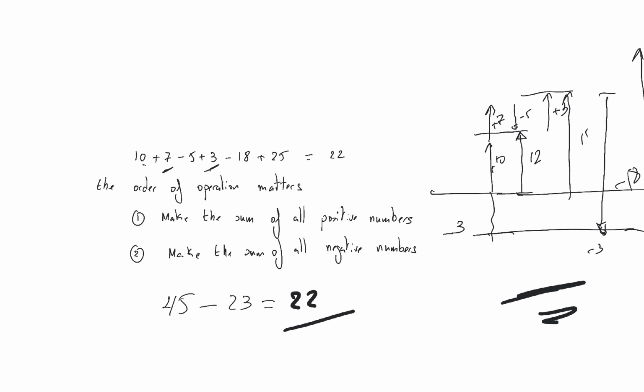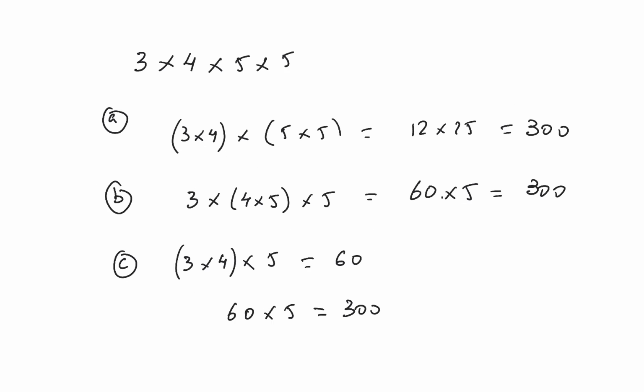Okay, in this problem, what we have learned is that we first do the sum of all the positive numbers, we make the sum of all the negative numbers, and we subtract. It's always like this. Let's go to this example. Now we have pure multiplication. So with pure multiplication, there is no other operation.